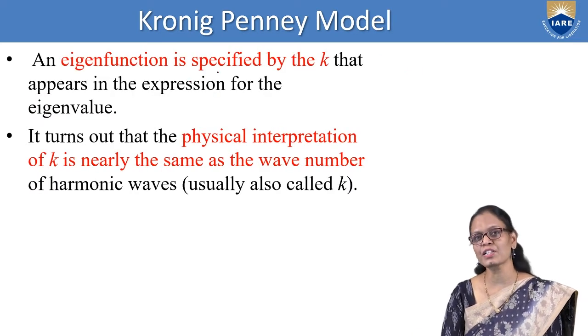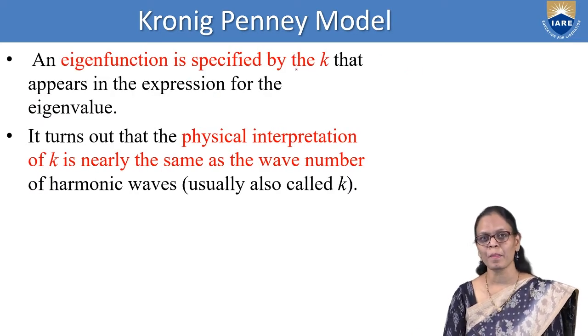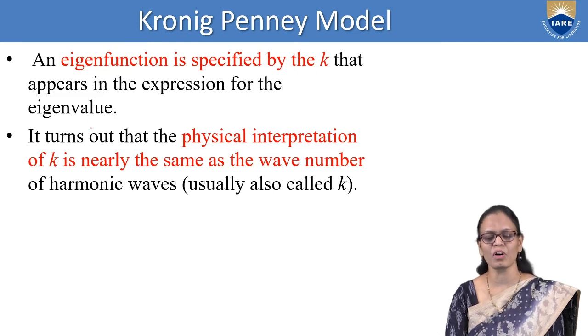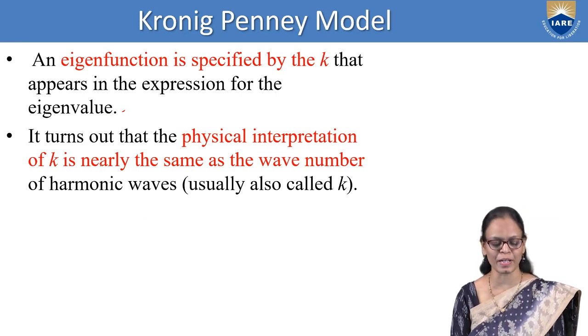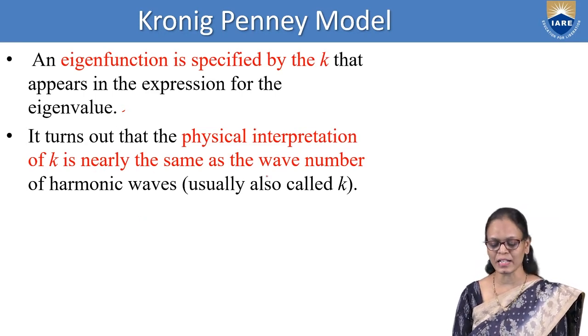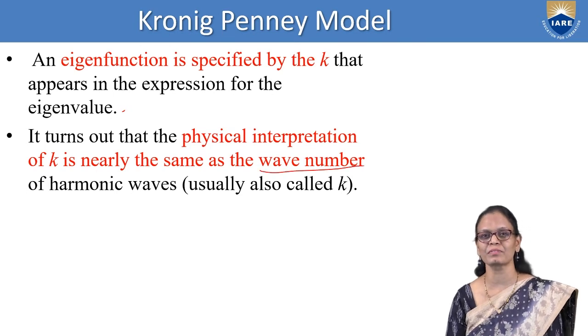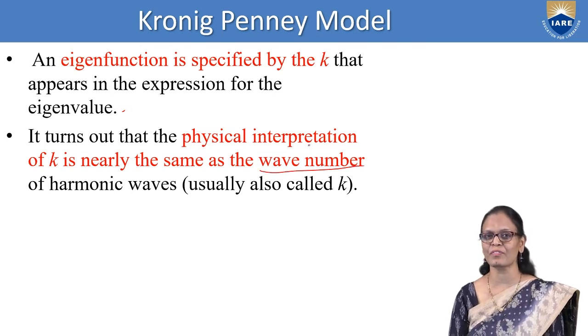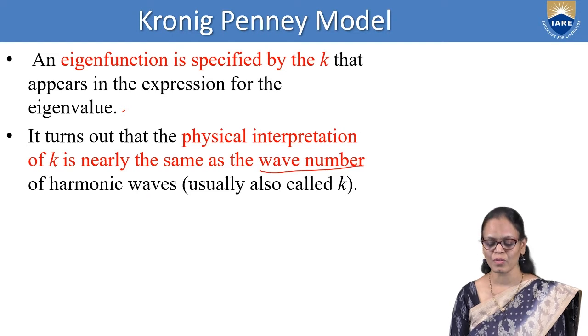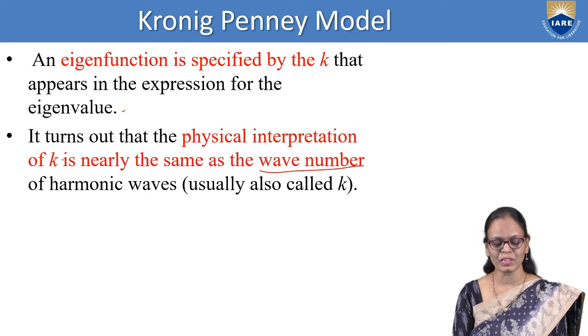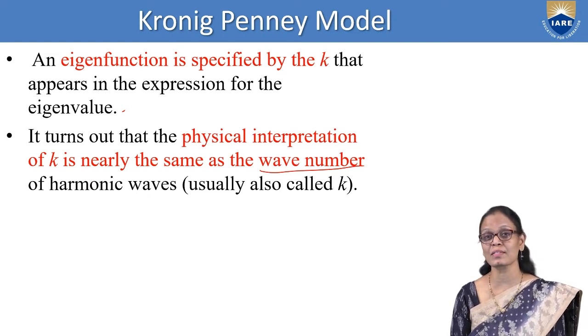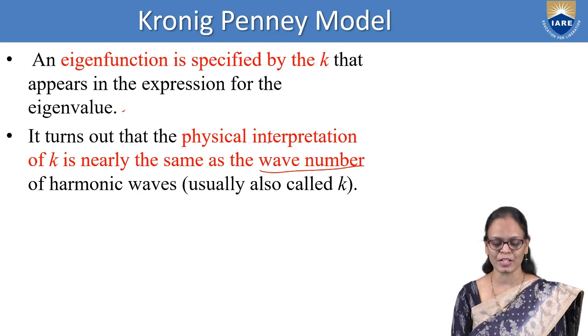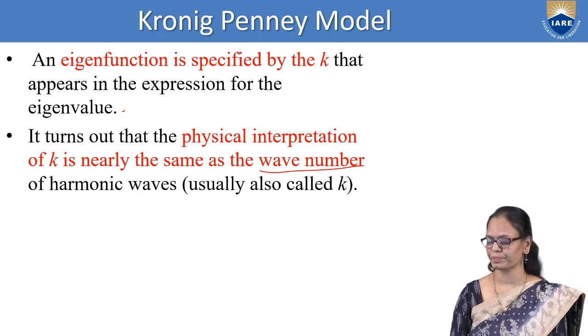Now an eigenfunction is specified by K that appears in the expression for the eigenvalue. Now how does it turn out to be? The physical interpretation of K is nearly the same as the wave number. Whenever we are talking about a wave number in harmonic waves, we talk in terms of K. So this turns out to be the same, so this has got a physical interpretation using K.